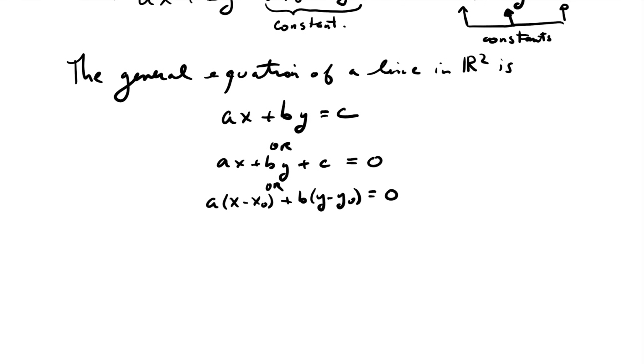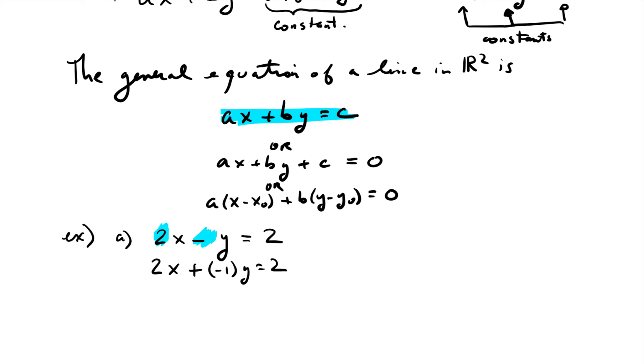Okay, maybe an example here. Let's say example A. I'll look at maybe a line like this. So this is the equation of a line because it's of this form. What I get from my previous analysis are the coefficients in front of x and y. Now, what's the coefficient of y? It's minus 1. So there's a little 1 hiding here, right? I could always write this equation in the form 2x plus minus 1y equals 2. So the coefficients are 2 and negative 1.